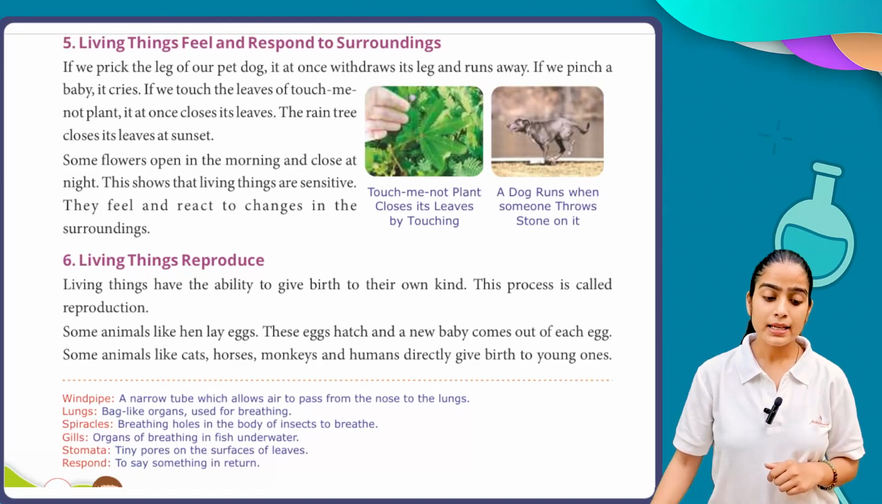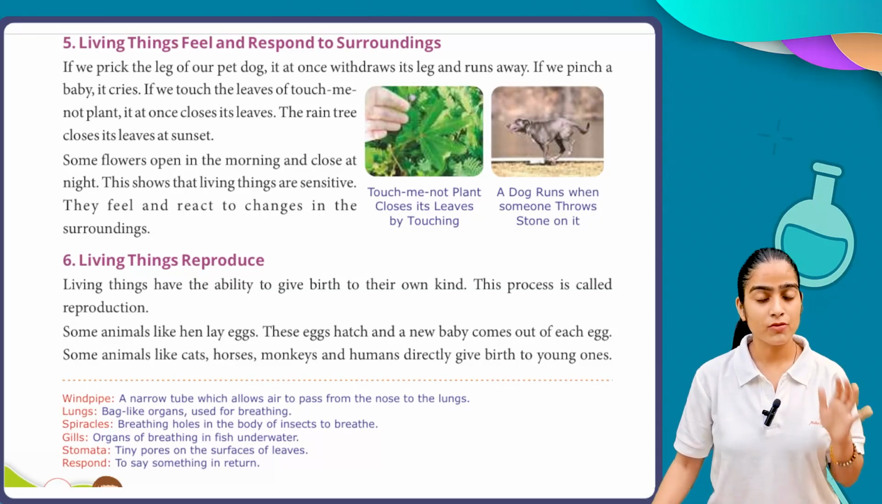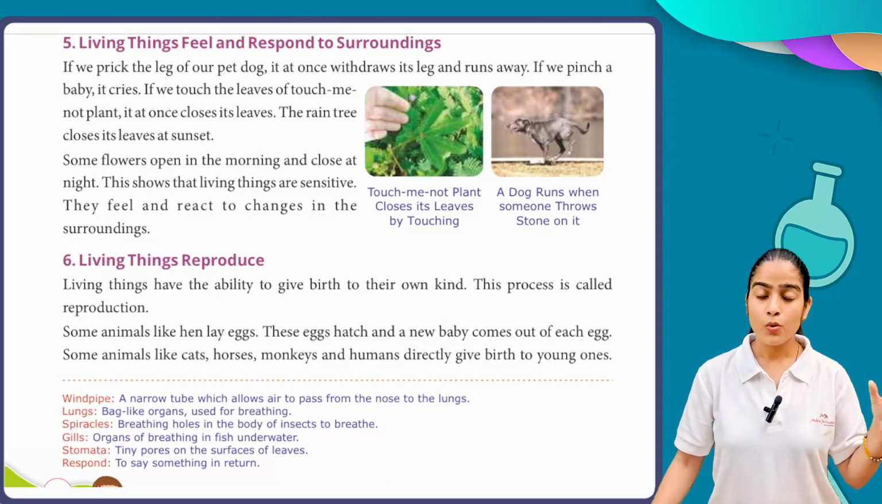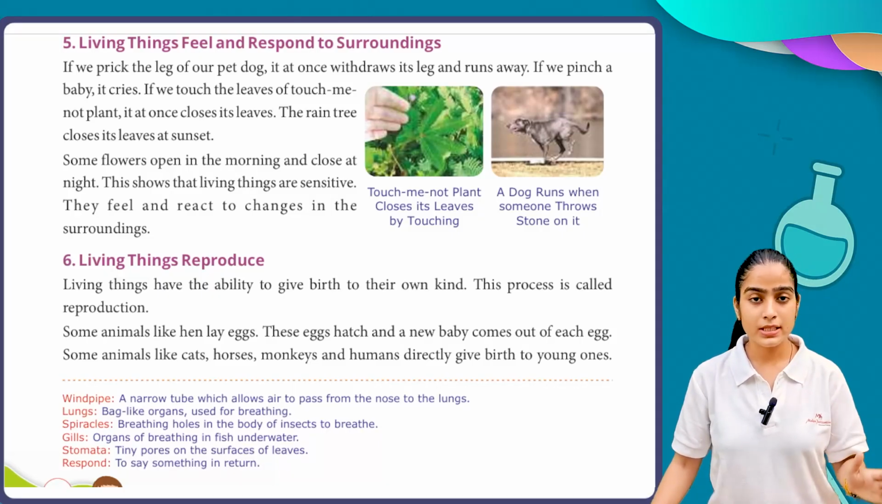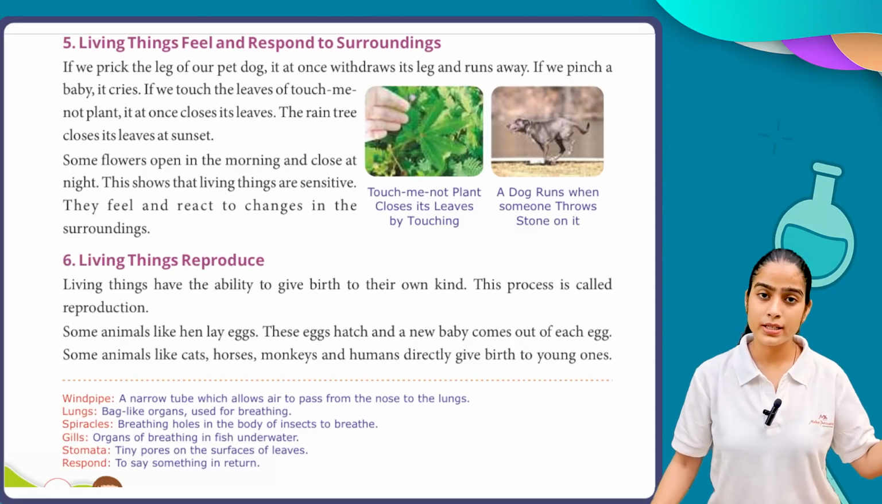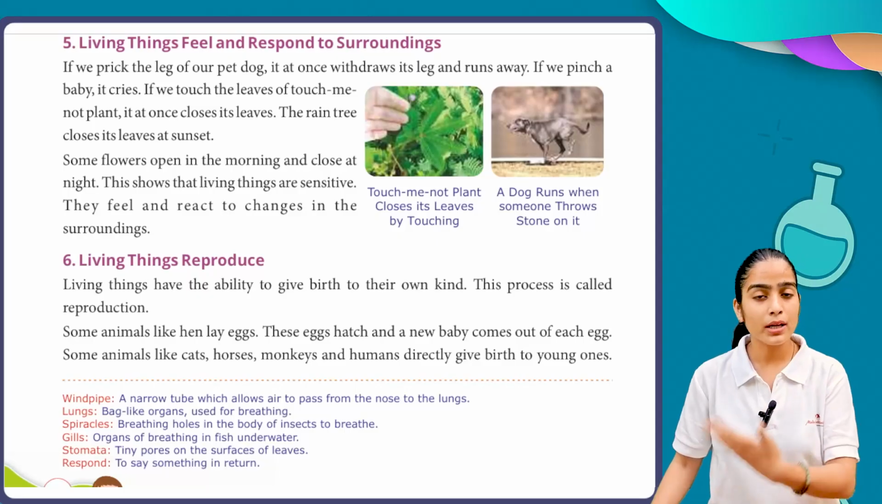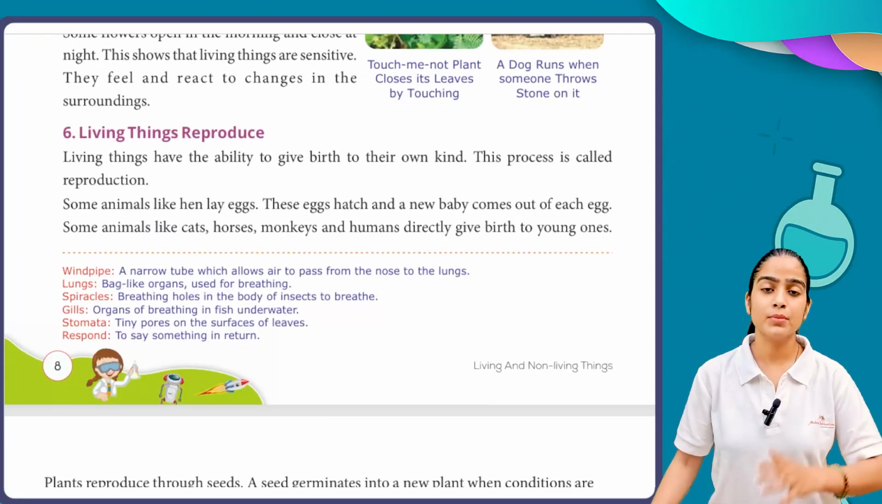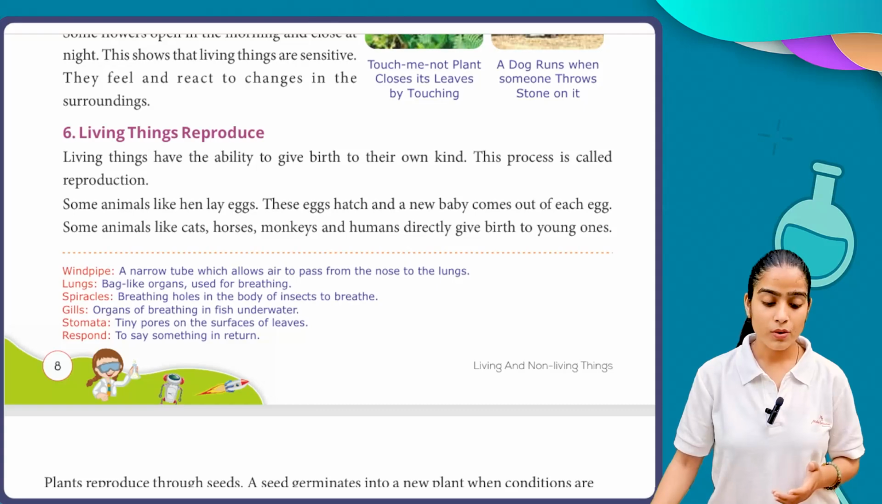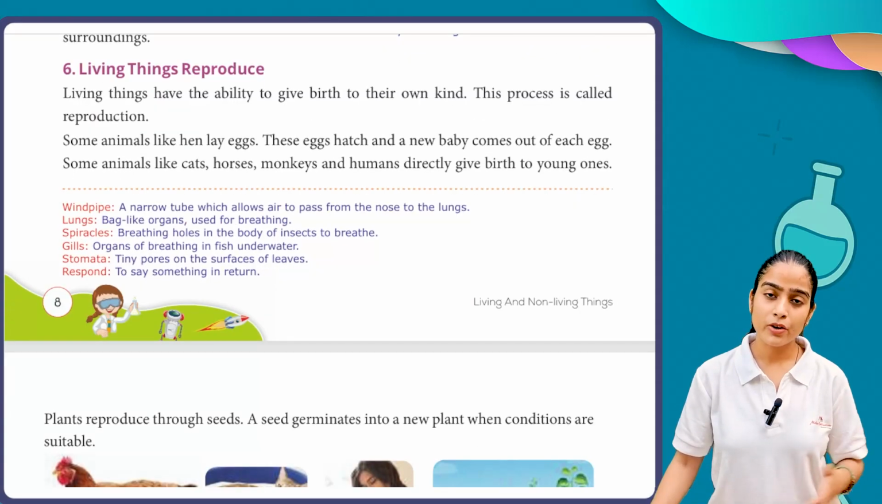Some animals like hens lay eggs, these eggs hatch and a new baby comes out of each egg. Some animals like cats, horses, monkeys, and humans directly give birth to young ones. So the reproduction process is classified into two types. One, where animals produce eggs, and after hatching, the new one comes out of the egg. But compared to these, some animals directly give birth to young ones. This is the difference between some kinds of animals.